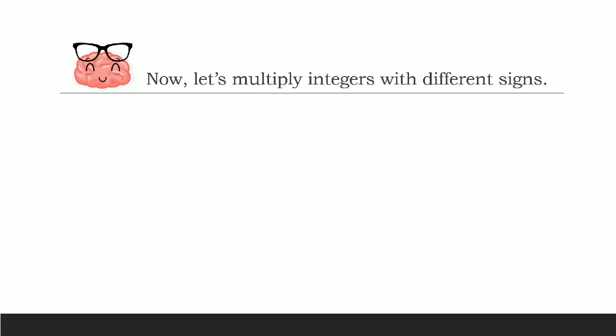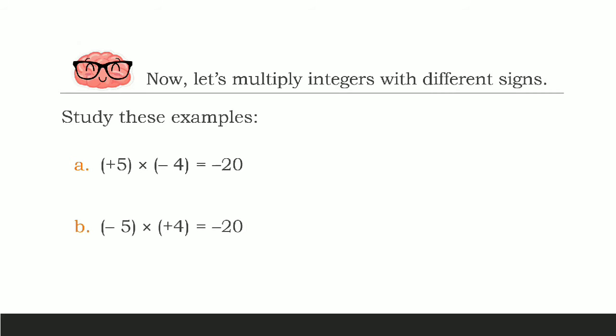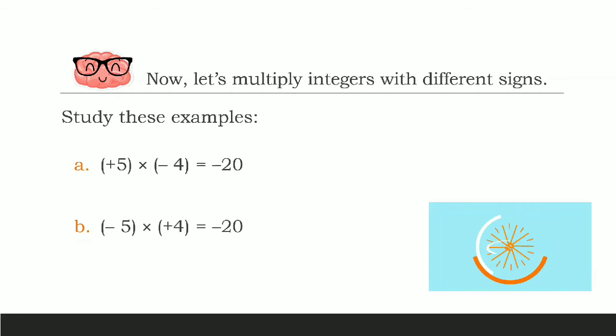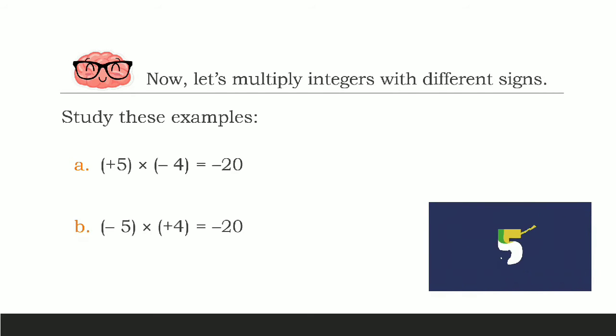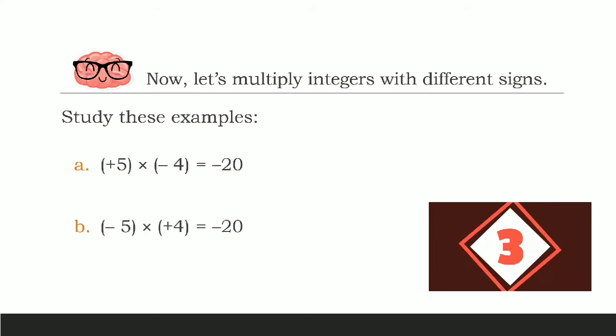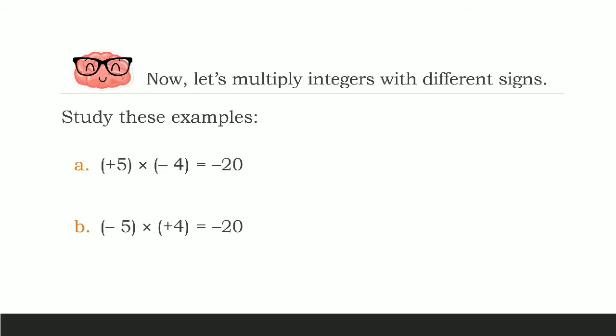Now, let's multiply integers with different signs. I want you to study these examples. I will give you 10 seconds again to study these examples. Are you ready? Okay, ready or not, I will count now 1 to 10. Time's up. What do you notice on these examples?